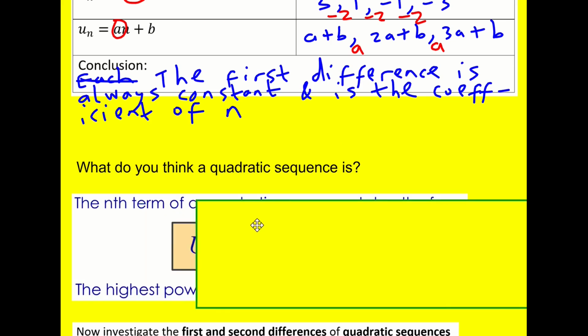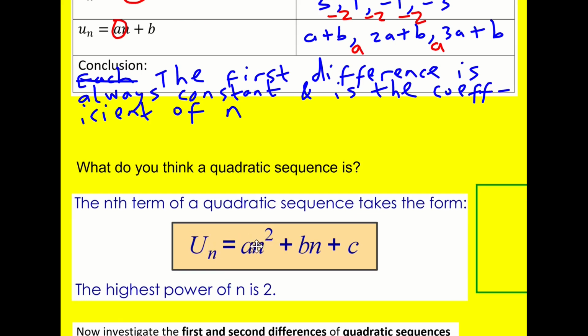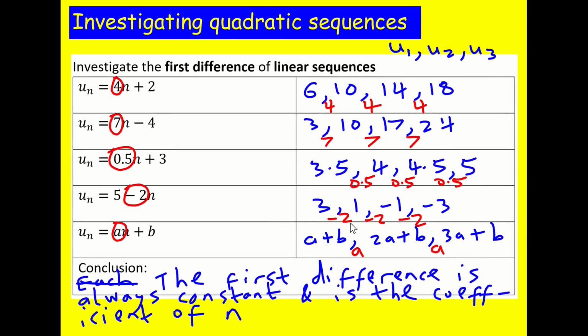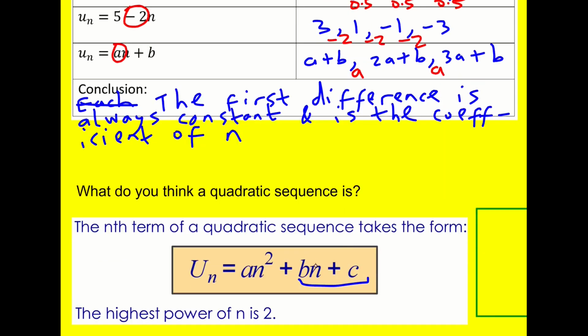Well, here's the answer. The nth term of a quadratic sequence takes the form un equals an squared plus bn plus c. So I've got this linear part from before, and I would have mentioned previously that linear sequences, if you plot them, give you points that would fit on a straight line. Whereas the quadratic sequence, you've got this linear term in there potentially, but you've also got this quadratic term, and then you get a sequence that sort of follows a quadratic curve.